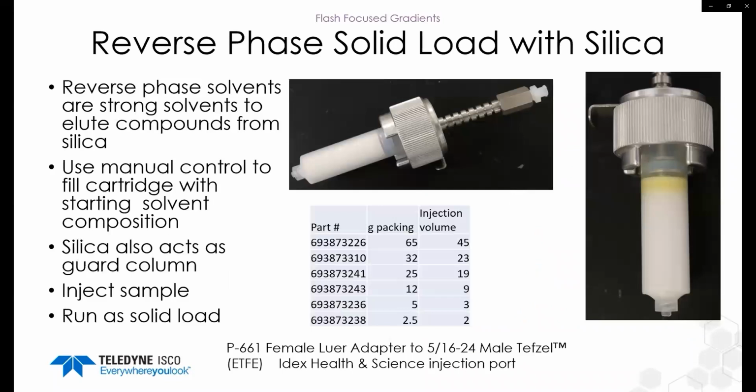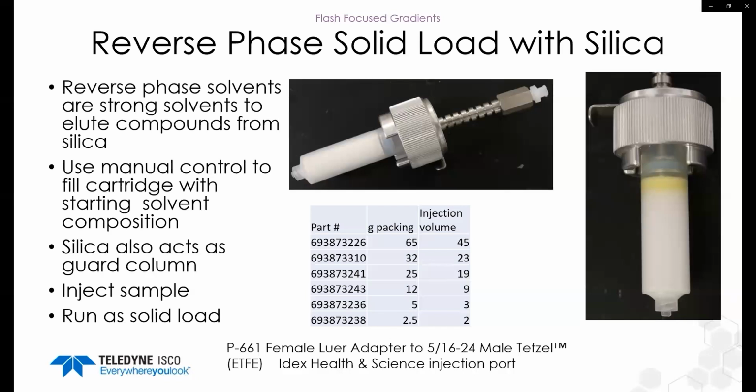One way to load C18 columns is to use silica cartridges. They work as guard columns to capture material that would stick to the C18 columns, as shown in the picture on the right. Once a gradient has been calculated, use manual control to fill the cartridge with the starting solvent composition. Inject the sample into the cartridge.